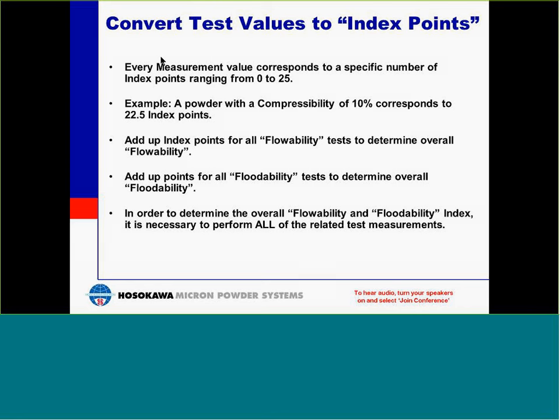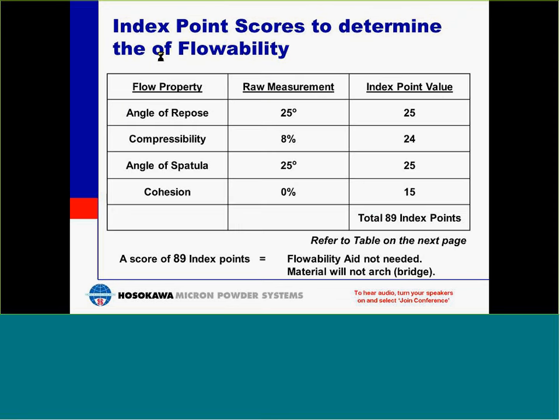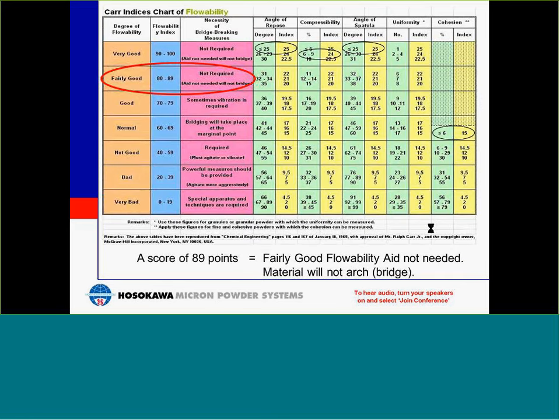To further that, this is the Carr chart that I'm referencing. So what we have here for angle of repose, we get the top value, an index value of 25. Compressibility was between 9%, giving an index value of 24. Spatula 25. And we're at the maximum value for the shear of less than 6%, 15. So just with those measurements, we can candidly refer to the chart here and say that the material has fairly good flowability, because we're now at 89.